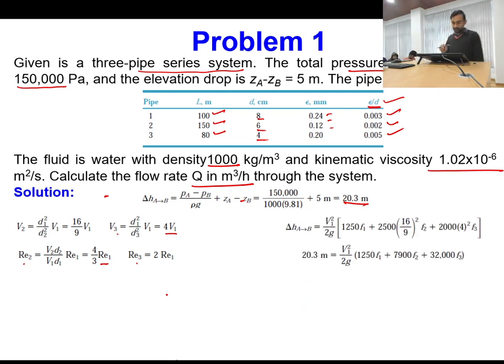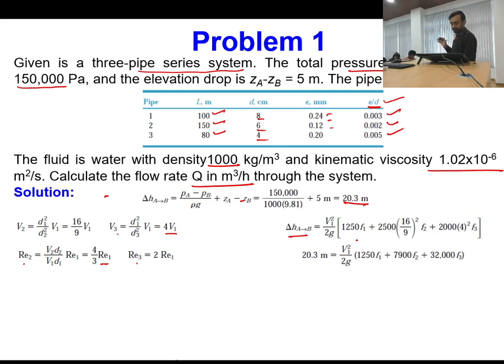Second, we are writing this head loss equation only for the major losses, only for the major losses.